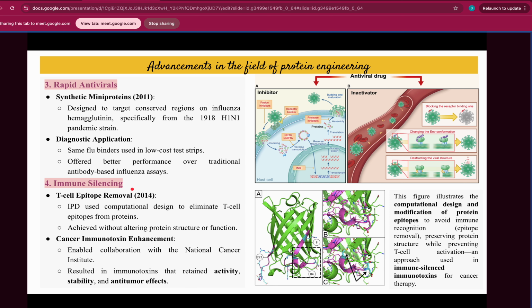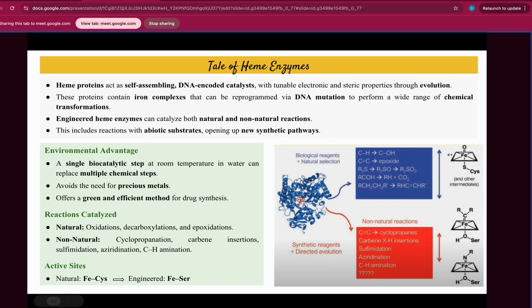Then immune silencing. So by bringing about certain mutations, we can also silence how the T cell responds, we can remove the T cell epitope, which can change the functionality. And then cancer immunotoxin enhancement can also be done, which results in immunotoxins that retained activity, stability, and anti-tumor effects. So these are also the applications of protein engineering.